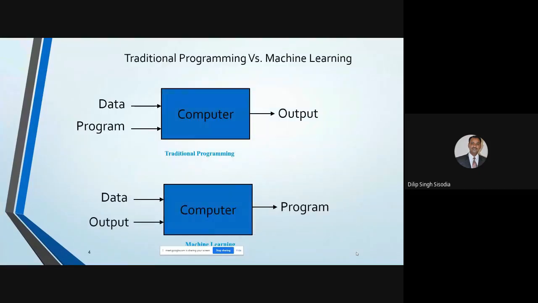There is a difference between traditional programming and machine learning. In traditional programming, we use a program and data. The program is a set of instructions, and we present data, and this program will give us output. But in the machine learning paradigm, data is presented along with the output. We define our goals, our objective.